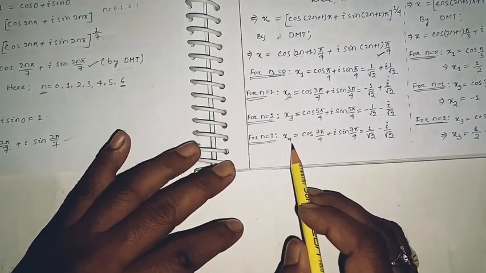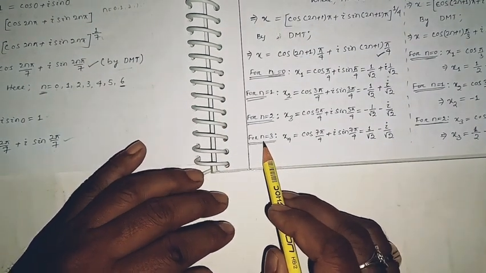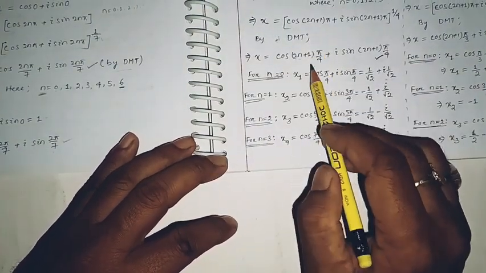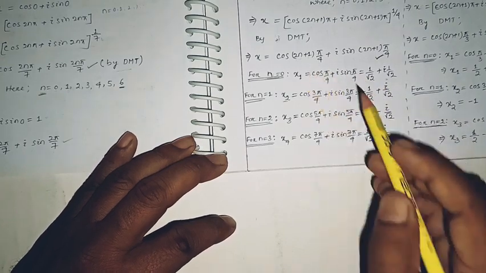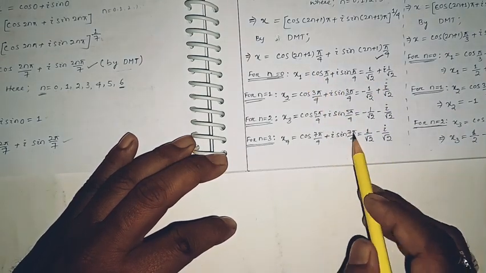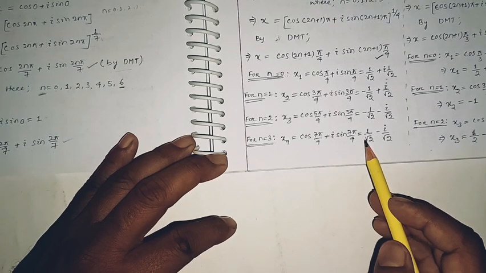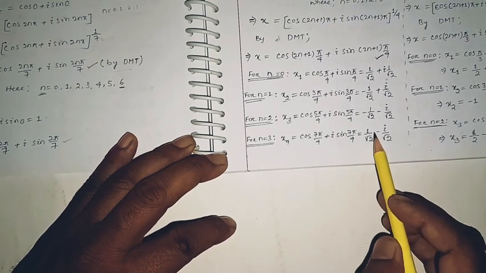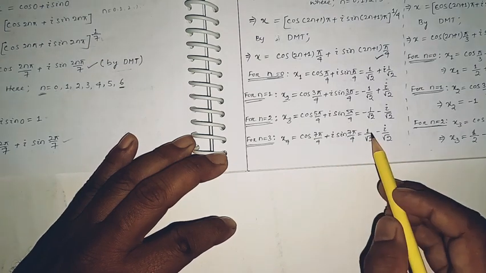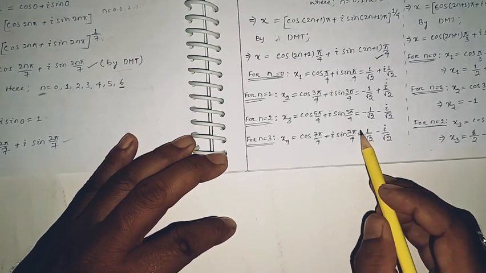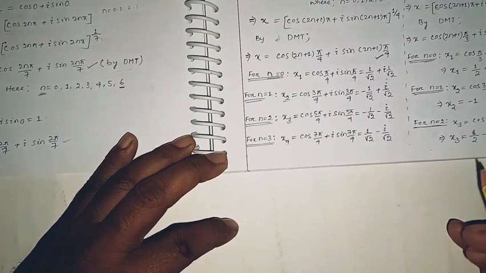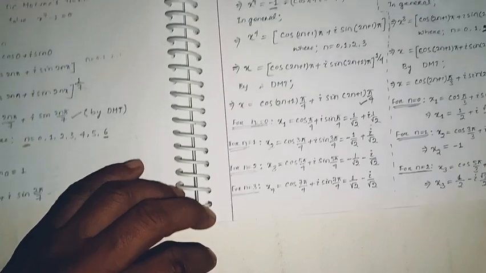For the fourth root, we have to consider n equal to 3. If we put n equal to 3 over here, then it will be cos 7 pi by 4 plus i sin 7 pi by 4. As 7 pi by 4 lies in the fourth quadrant, cos theta is positive, but sin theta will be negative. So cos 7 pi by 4 will be 1 by root 2, and sin 7 pi by 4 is minus 1 by root 2, so it will be minus i by root 2. So these are the 4 roots we have evaluated.